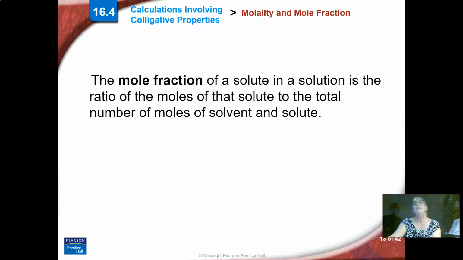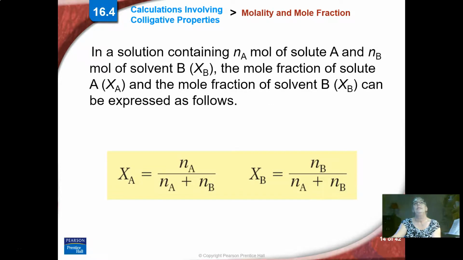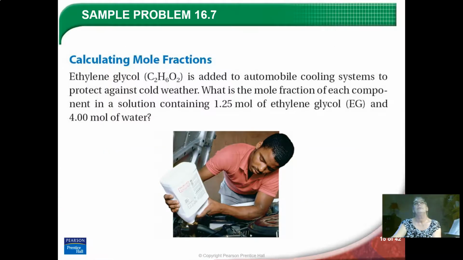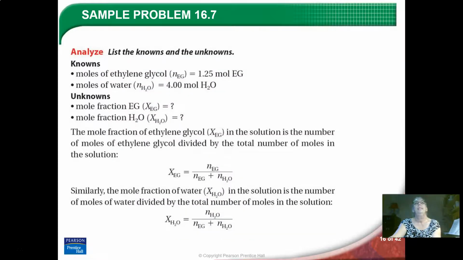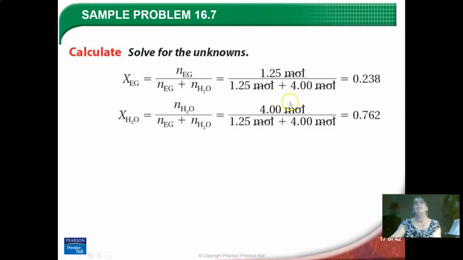And a mole fraction is a different way of measuring concentration. It's a ratio of moles of solute to the total number of moles of solvent and solute together. So moles of the solute over the total moles in that container, moles of solute and of the solvent. So here's another example. We have 1.25 moles of EG and 4 moles of water. And then we add them together to get the total, and we get 5.25 down there.